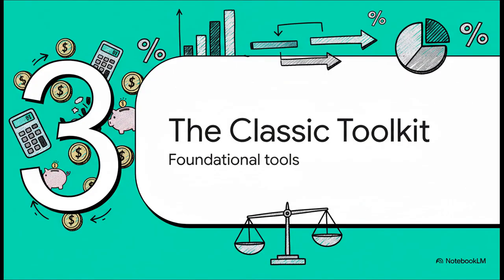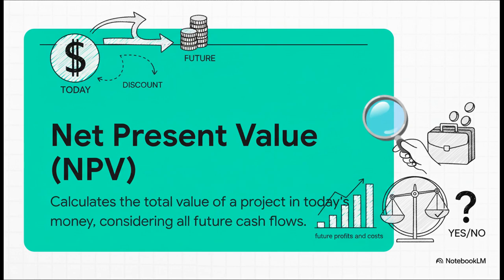Okay, so let's pop the hood and look at the classic toolkit to see how this works in practice. For decades, a few core financial metrics have really been the bedrock of cost-benefit analysis, giving us those solid numbers we need to guide our choices. First up, we've got net present value, or NPV. Now, its genius is that it's built on a really simple truth. A dollar in your pocket today is worth more than a promise of a dollar tomorrow.